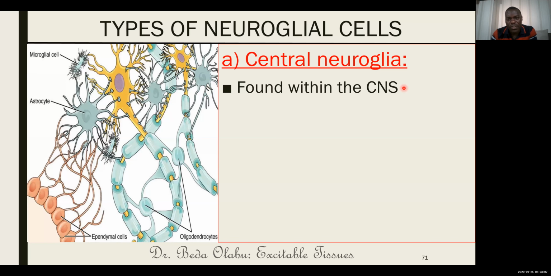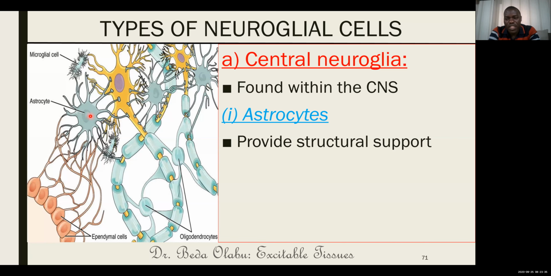There are 4 types of central neuroglial cells. We have astrocytes. Astrocytes are the most abundant of the central neuroglial cells. This is an example of an astrocyte. What are their key functions? They provide structural support to neurons. Having said that, they are actually the most abundant. They provide structural support to neurons.